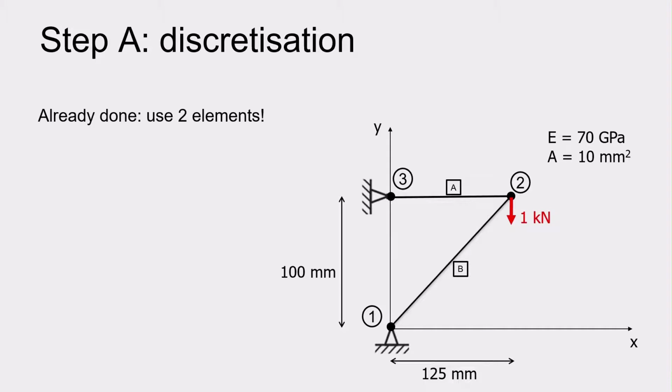And the elements I'll name A and B. Normally we also number the elements, but to make the distinction between elements and nodes a bit easier for this first example, let's use letters rather than numbers.